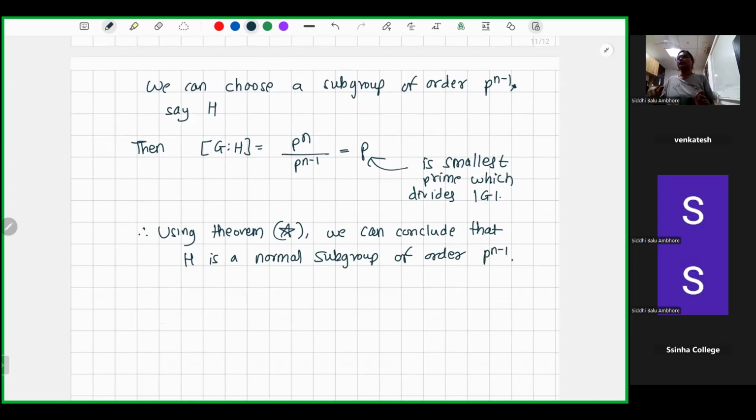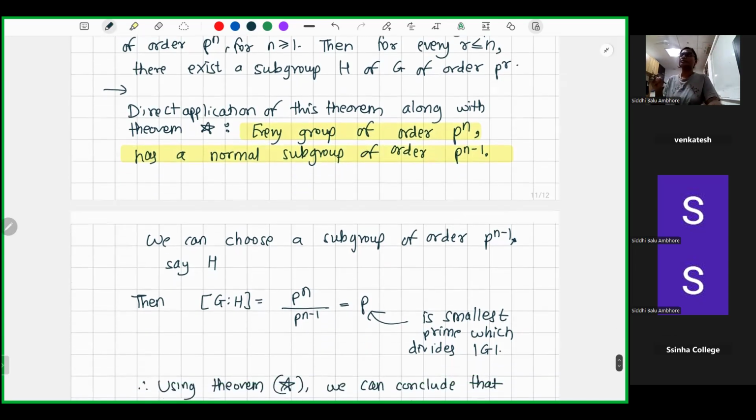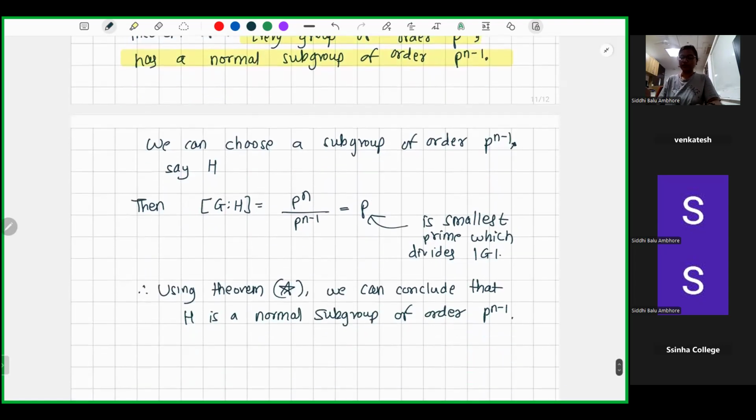We can't guarantee that there will be a normal subgroup of order p power n minus 2, n minus 3, and so on. We cannot say anything about that. But using these two theorems, we can definitely conclude, and you can keep this in mind, that for any group of order p power n, there exists a normal subgroup of order p power n minus 1.